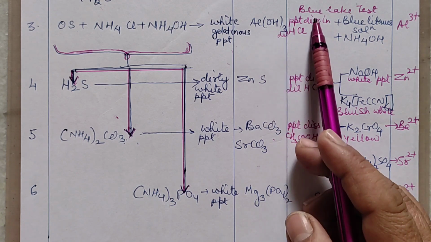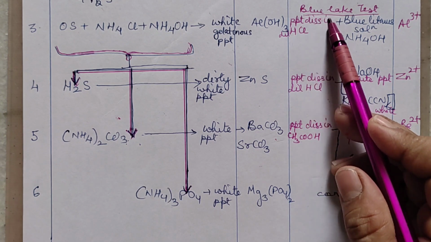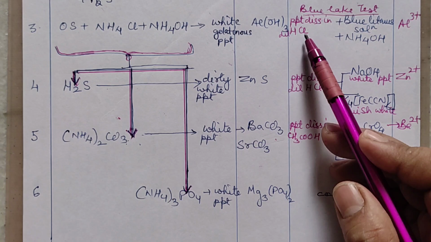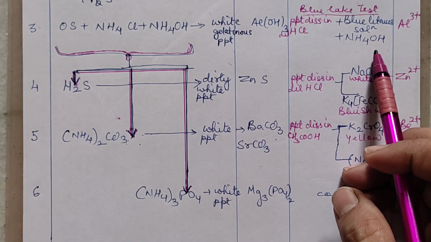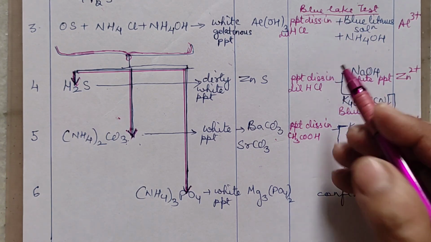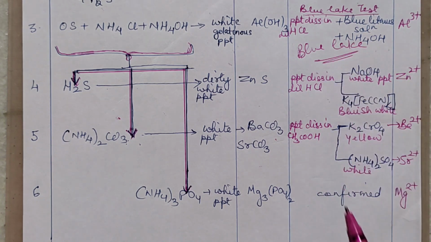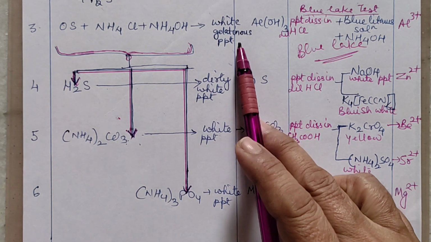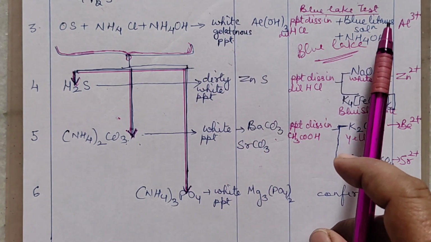So how do you check? Blue lake test you have to perform. The PPT is first to be dissolved in dilute HCl. And after you dissolve in dilute HCl, you add blue litmus solution and NH4OH. You will get blue lake formed, floating on the top of the PPT. This indicates aluminium ion. Okay. If you do not get white gelatinous PPT, you will write down this added, no characteristic PPT, third group absent.